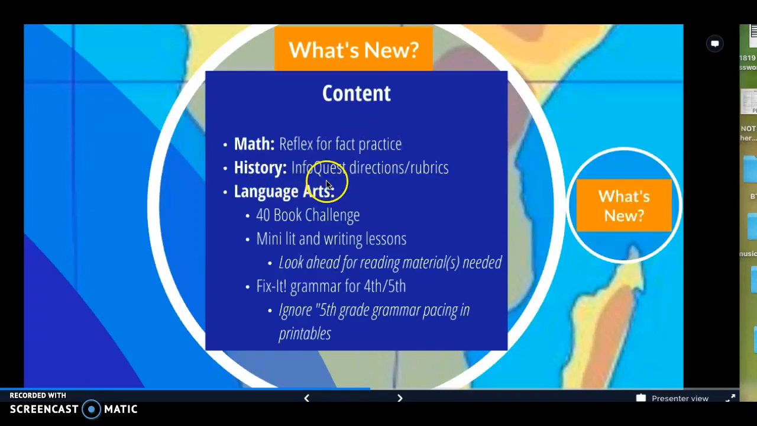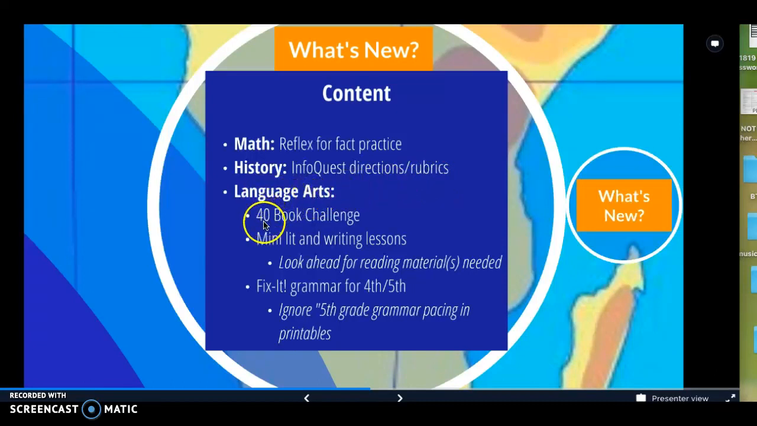History, InfoQuest is different. We have different directions and different rubrics, and the InfoQuest is going to be changing throughout the school year. Not necessarily every unit, but it will be changing a few times throughout the year. So make sure that you're watching that history tutorial to know what to do with that, and also each unit that you pay attention to the directions.